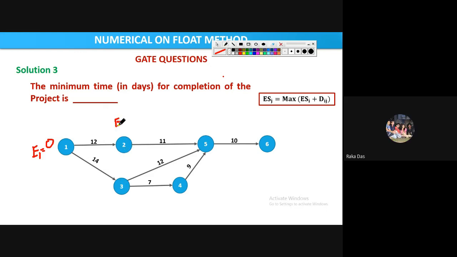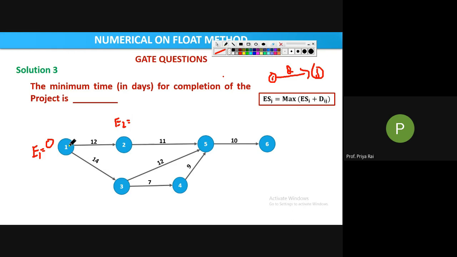Yes, E2 will be, see, use this equation. If this is E2, I to J, here it is the I event, here it is the J event. So E2, it is 1 to 2. So E2 will be what? E1 plus duration, that is Dij. Okay, so this is the formula.